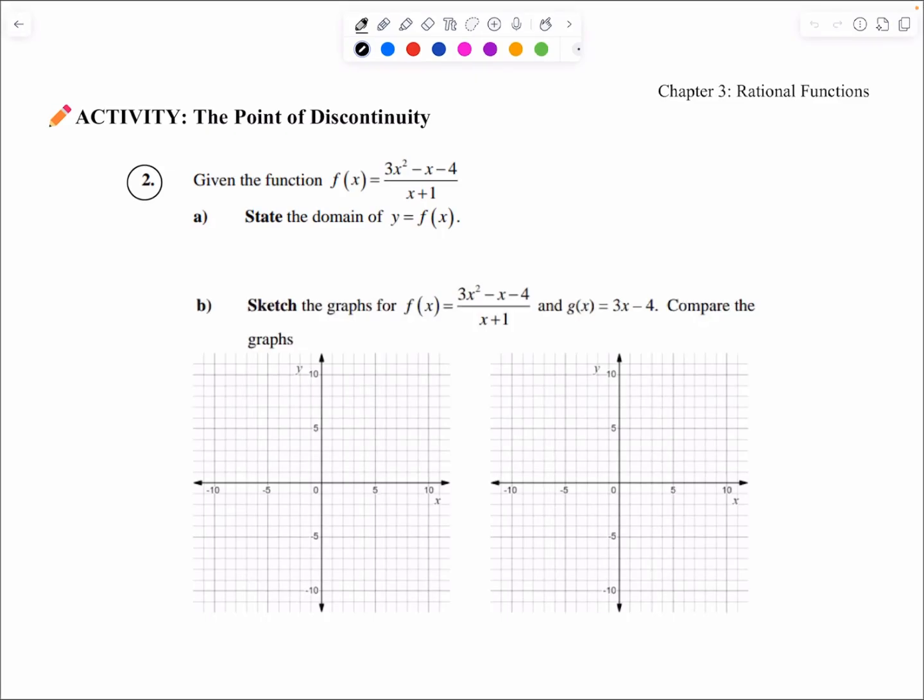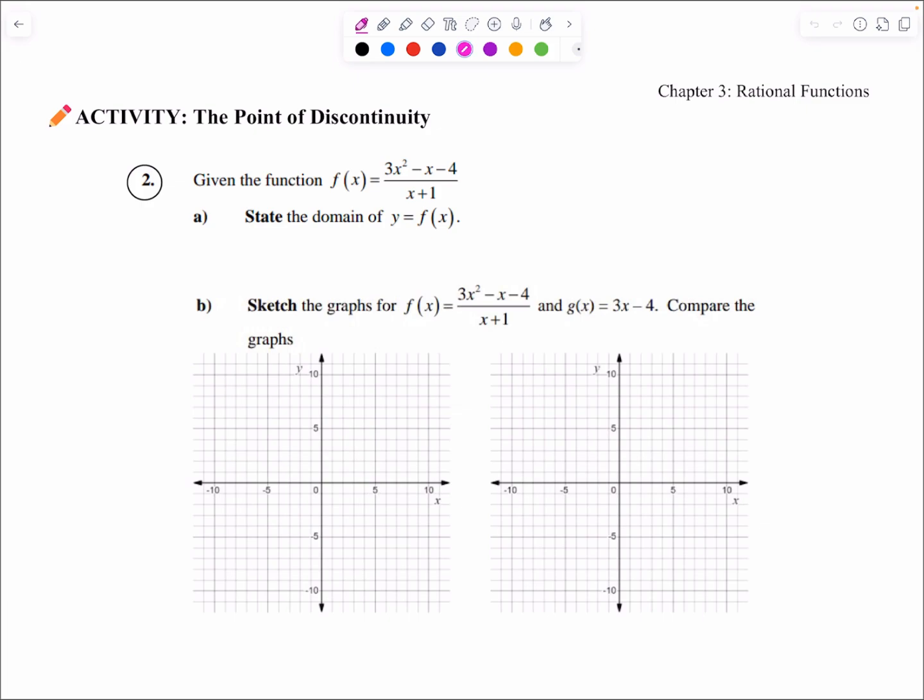Okay, let's do an investigation here of a particular rational function. We're going to notice that there's a characteristic here, and it's going to bleed into this topic of the point of discontinuity, but we're building up to that. So let's just investigate this rational function. The rational function we have is 3x squared minus x minus 4 all over x plus 1.